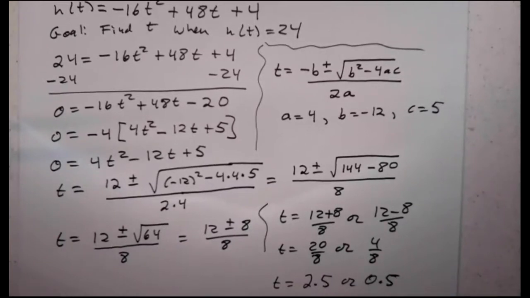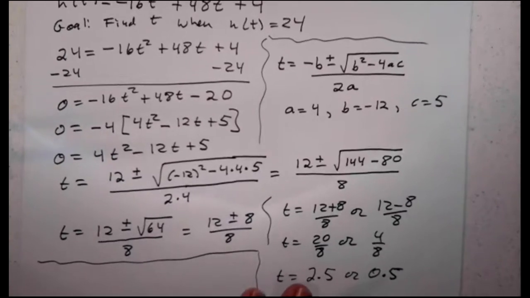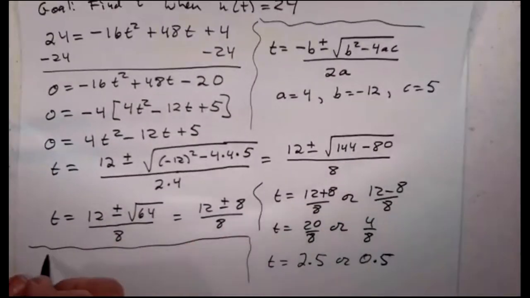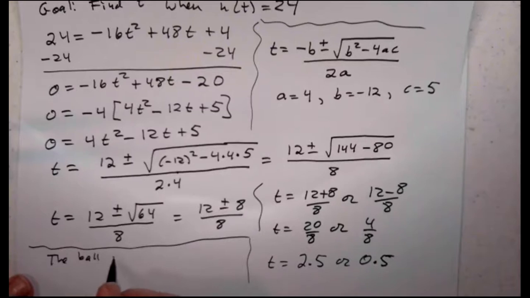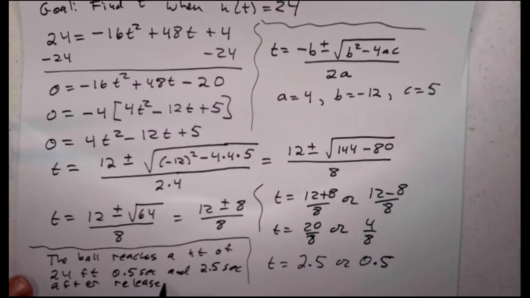So what's our context? That's when it reached a height of 24 feet. So just to put the context back, the ball reaches a height of 24 feet a half a second and 2.5 seconds after release. Again, one of them is on the way up, the half second is on the way up, and the 2.5 second is on the way down.